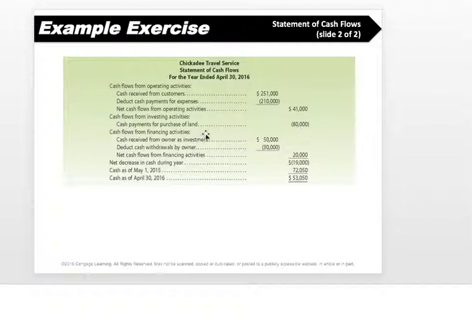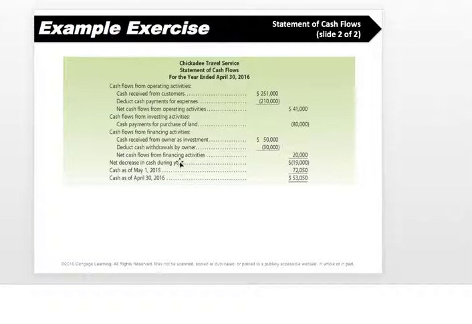Then cash flows from financing. You'll remember that financing has to do with equity, which is the owner, and then it has to do with debt, long-term debt. So it says cash received from owner as an investment is a positive cash flow. Cash withdrawals by the owner would be a negative. So you would net those two against each other to get net cash flows from financing activities. When you add $41,000, negative $80,000, and $20,000, you get a negative cash flow of $19,000.